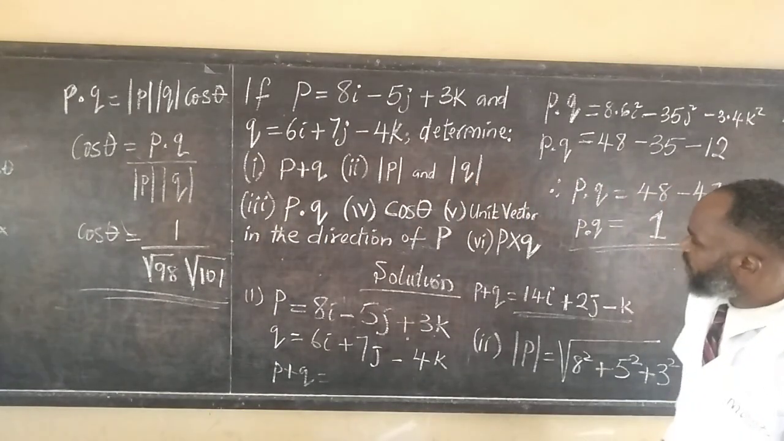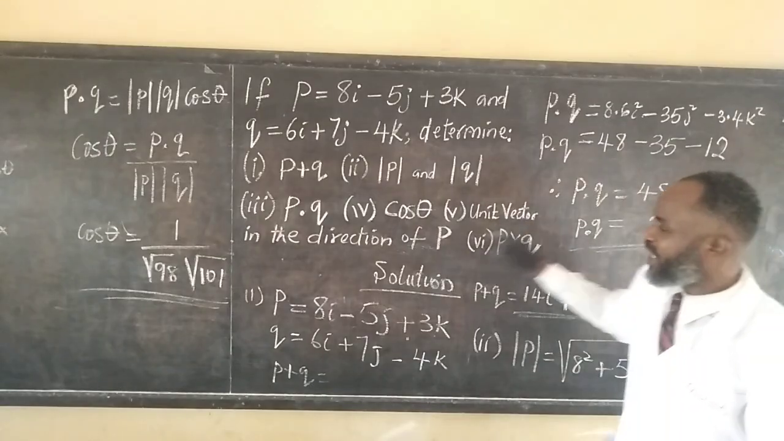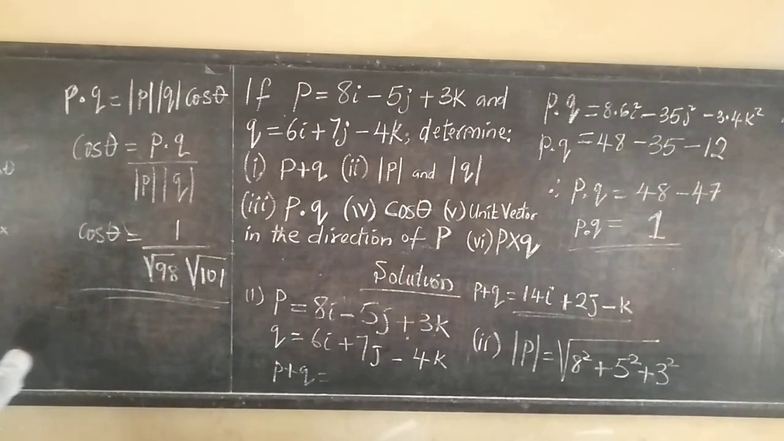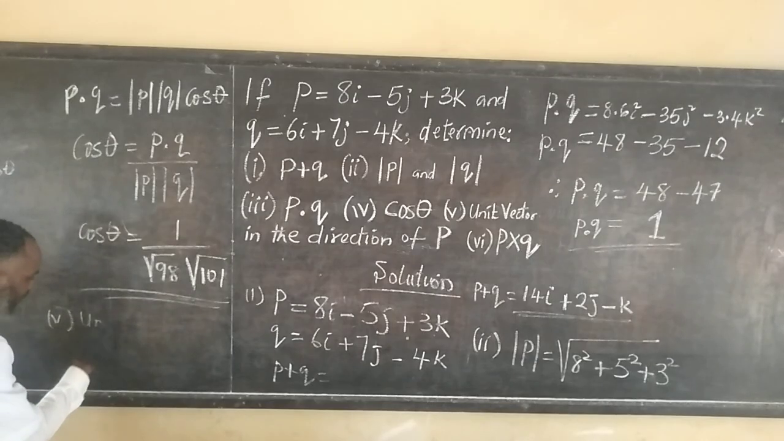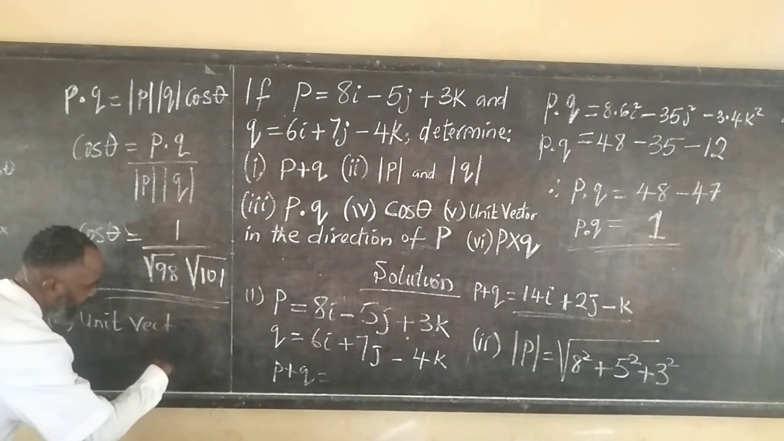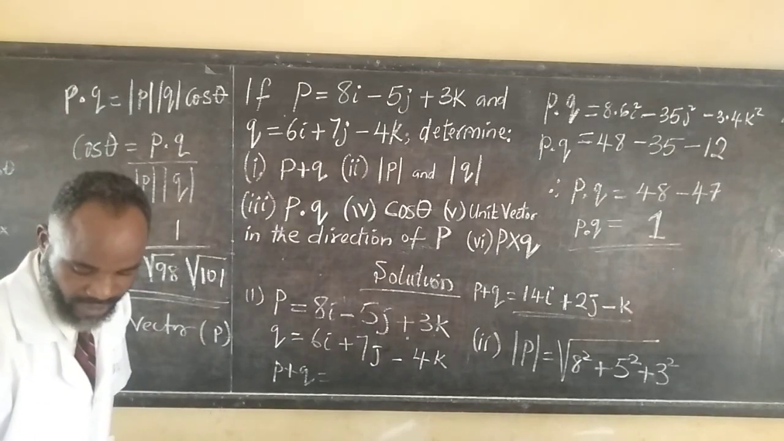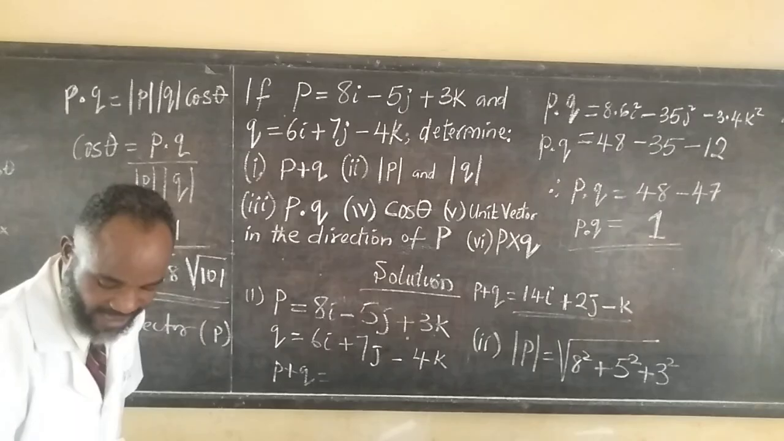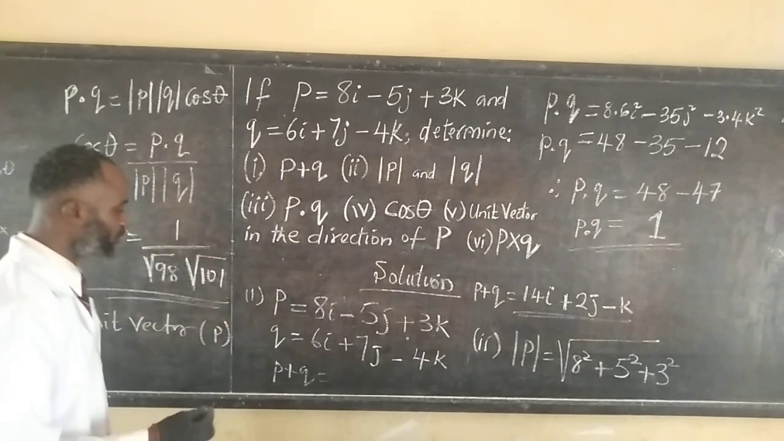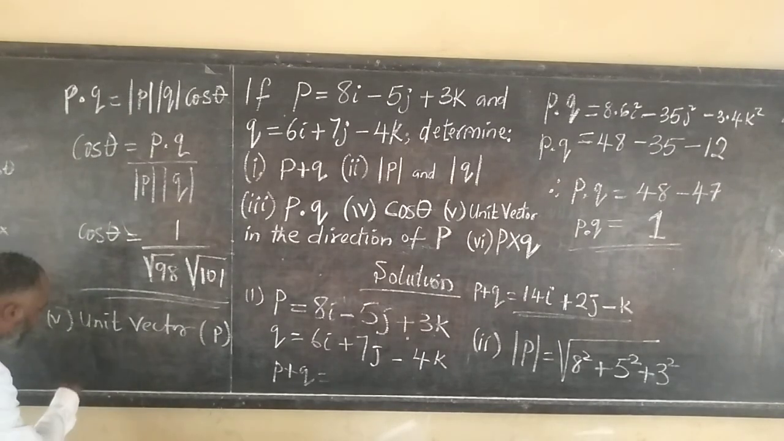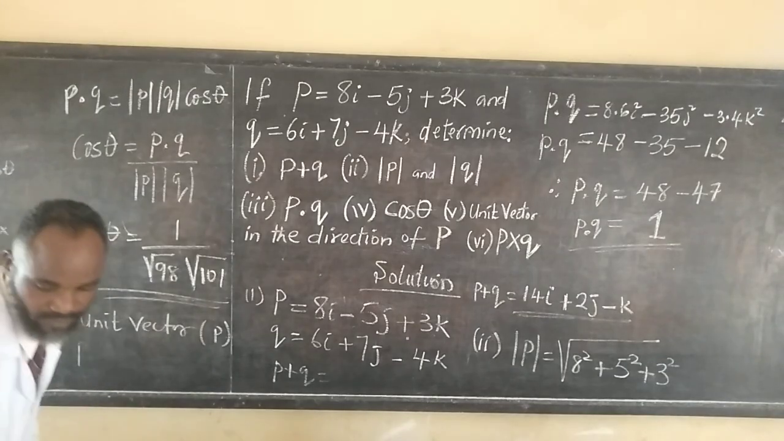Then the next one is we need to find the unit vector in the direction of P. Unit vector in the direction of P. It's very simple. What we need to do is we state the values or the letters of P as this. We already know that. For P, we already know the direction of P.